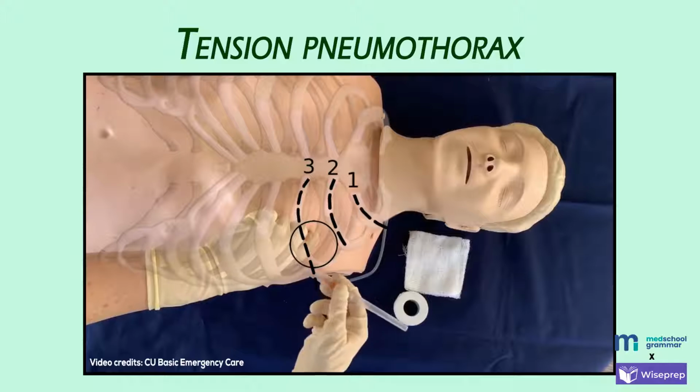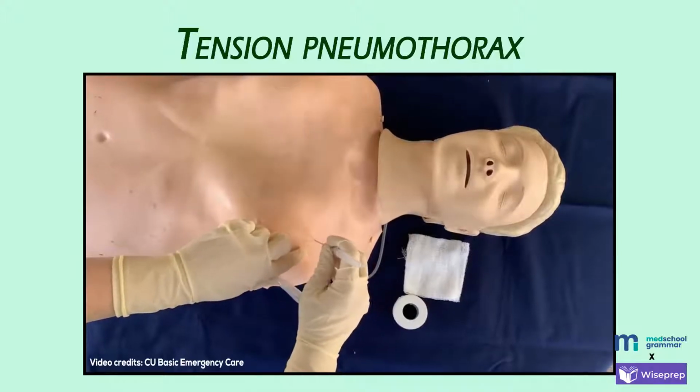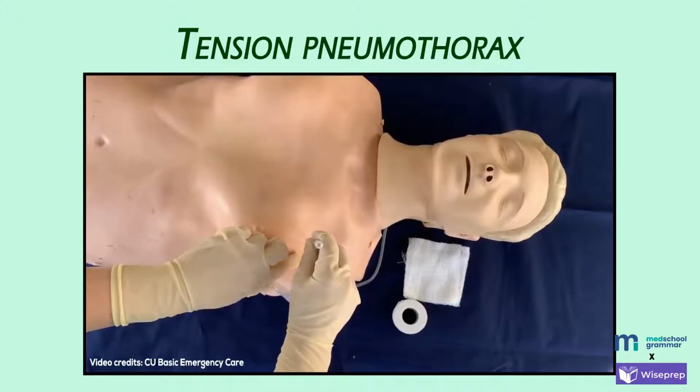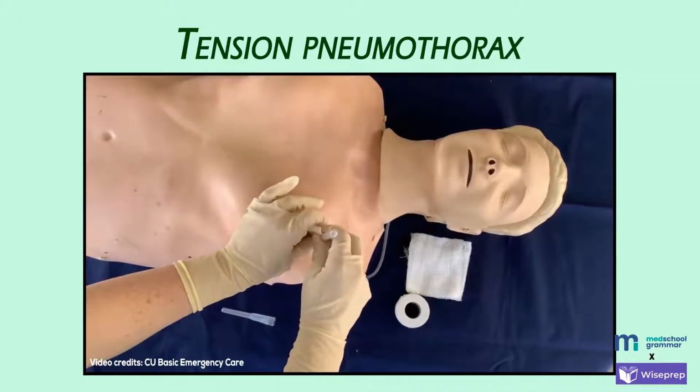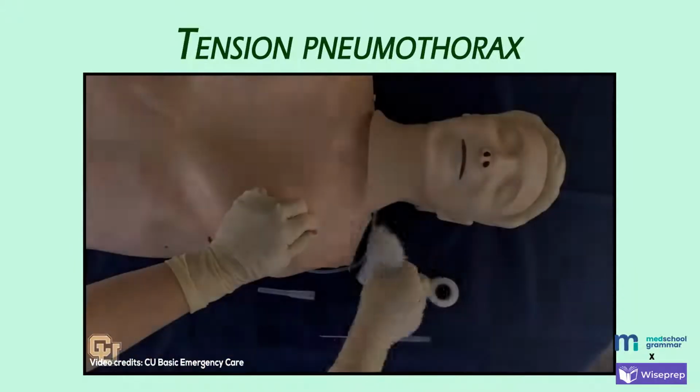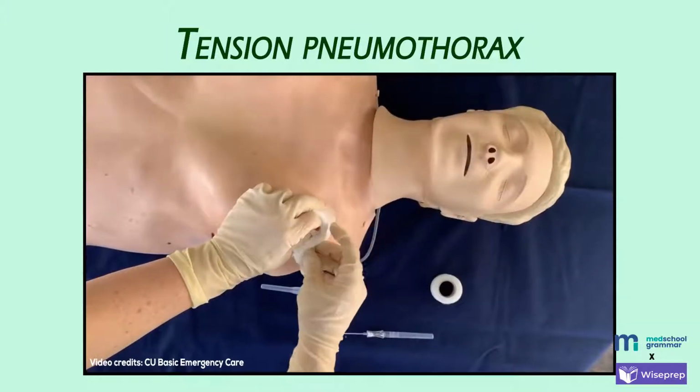This is done by inserting a large bore needle into the pleural space through the anterior second intercostal space, leading to the escape of a large amount of gas. This needle must be kept in place till thoracostomy tube can be inserted. This brings us to the end of our discussion today.